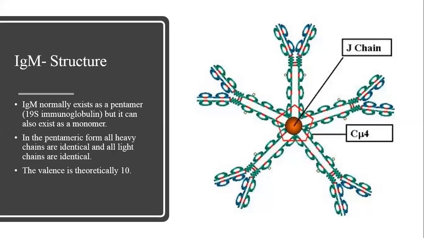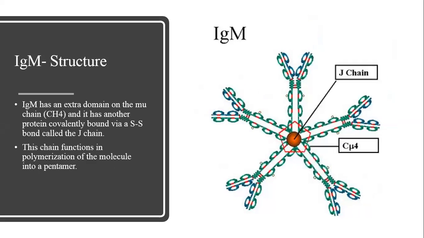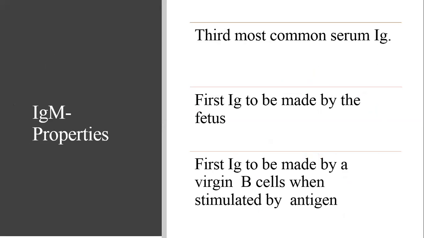This is the structure of IgM, which is a pentamer. The monomers are joined by J chains, and it is the heaviest immunoglobulin in the blood and is also present in serum. IgM has an extra domain on the mu chain, CH4, and it has another protein covalently bound via a disulfide bond called the J chain. This chain functions in the polymerization of the molecules into a pentamer.